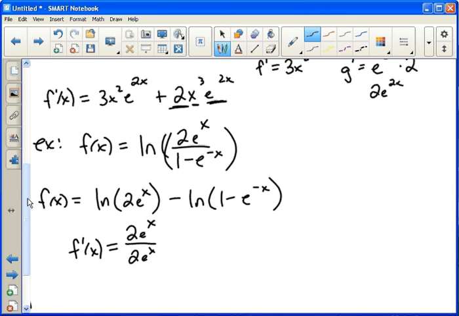okay, we do the derivative of the inside. The derivative of 1 is 0. The derivative of negative e to the negative x would be positive e to the negative x. And that's because it's itself times the derivative of the exponent. The derivative of the exponent is just negative 1. So it would just change the sign back to positive in front of the e, divided by the original. Okay, and obviously there is one spot here we can simplify. 2e to the x over 2e to the x is just 1.